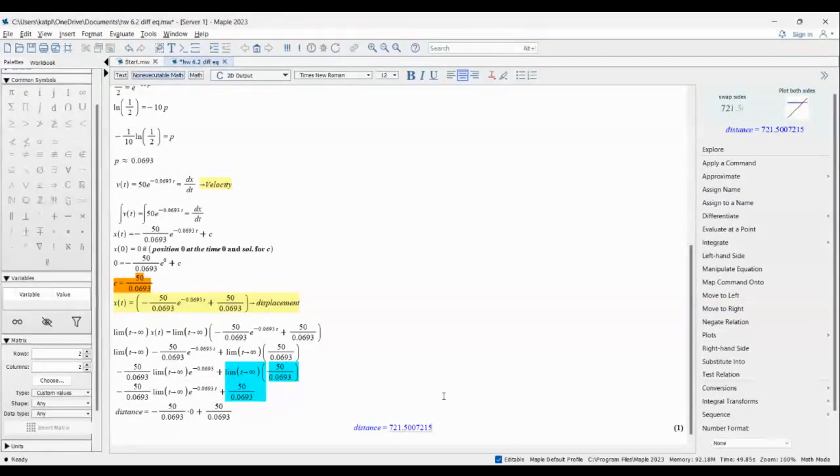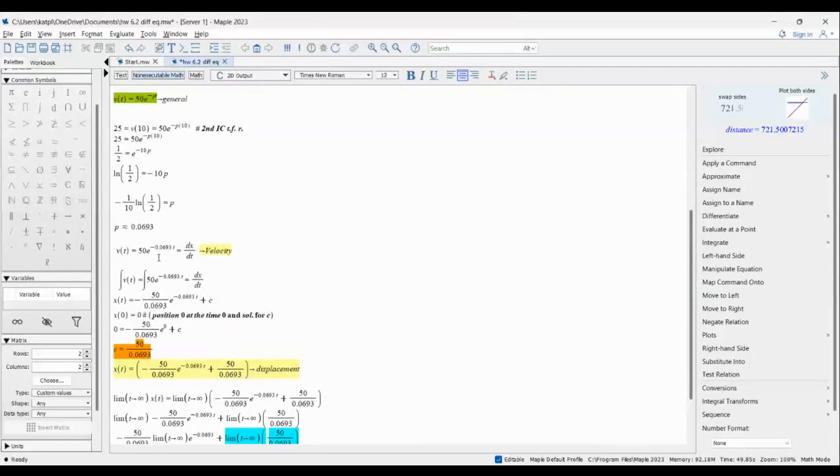Do you find 0.0693 annoying? Yeah, I did. I have a suggestion for you. Go to this line above, where you have p approximately equals 0.0693. You see you have p equals 1/10 ln half. Just use this one and simplify it. What's ln half? It's ln 1 divided by ln 2, right?